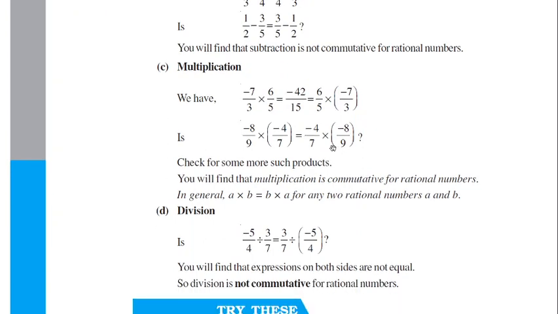Let's see about multiplication. We know that A multiplied by B, or B multiplied by A, will give us the same answer. So you can say that multiplication is also commutative for rational numbers. Now for division, of course it is not commutative. So remember this in commutative properties related to whole numbers, integers, and rational numbers.